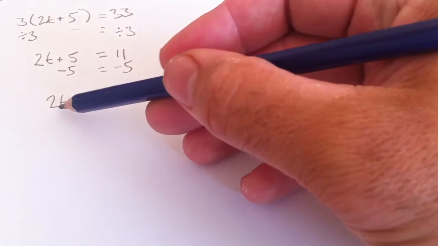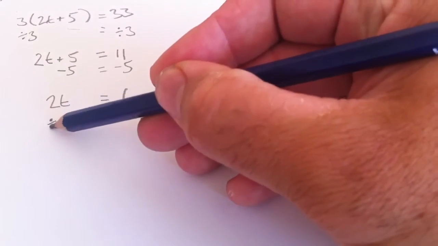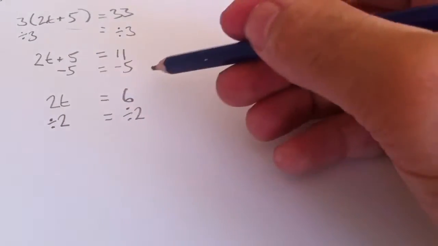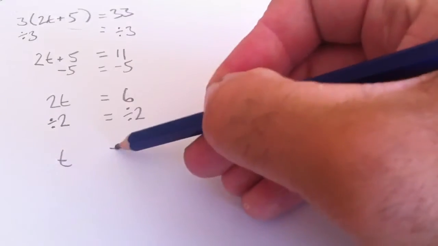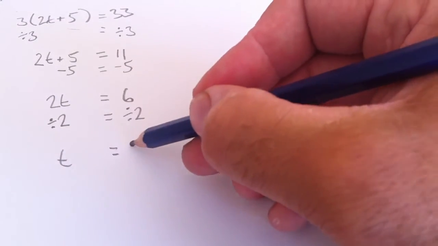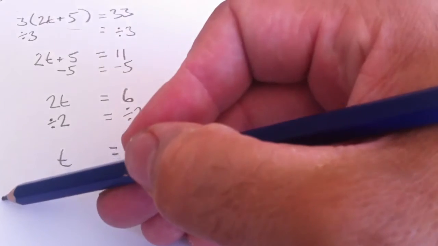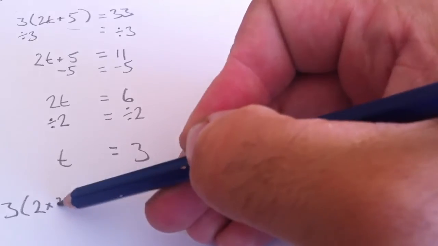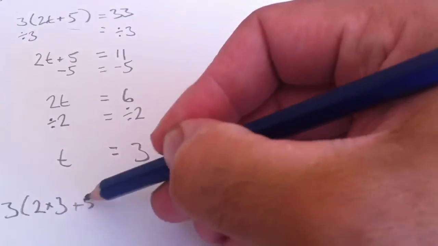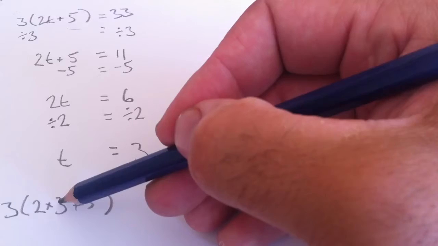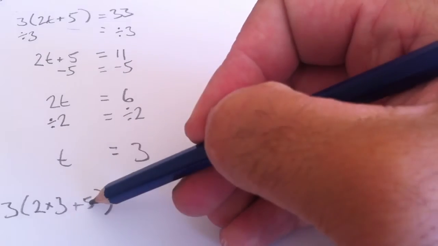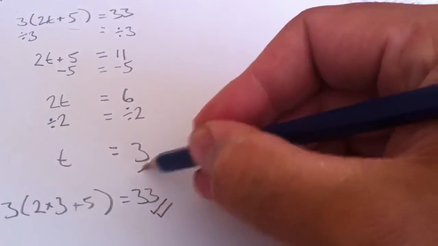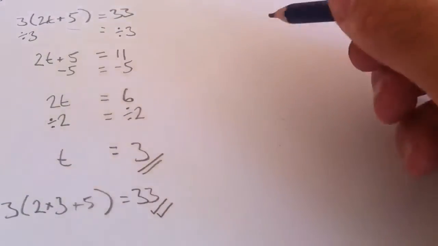Now, it's times 2 that we need to balance, so we divide by 2 to counteract that. We must also divide by 2 on the other side of the equation, leaving me with just t equals 6 divided by 2, which is 3. I can check that by substituting: 3 brackets 2 times, well, we know t is 3 now, plus 5. 2 times 3 is 6, plus 5 is 11, times 3 equals 33. So we have the correct answer of t equals 3.